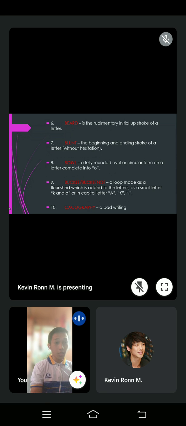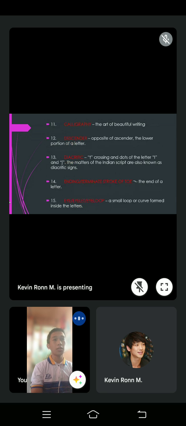Number 10 is cacography. What is cacography? Bad writing. That is cacography. Number 11, calligraphy. The art of beautiful writing. That is calligraphy. Number 12 is descender. What is a descender? The opposite of ascender, the lower portion of a letter. That is descender, the opposite of ascender.